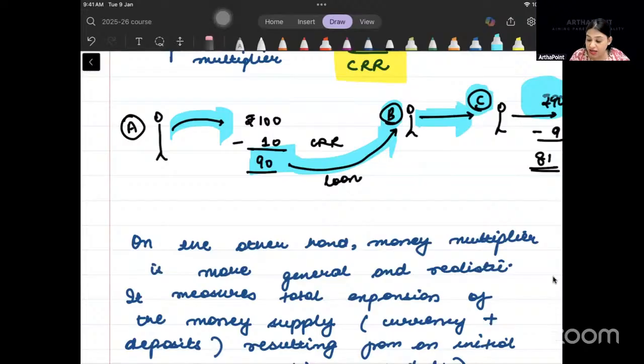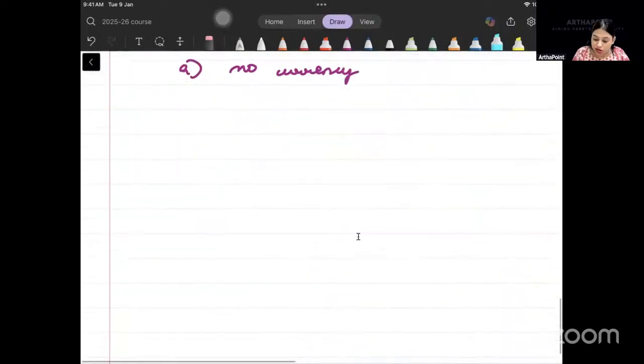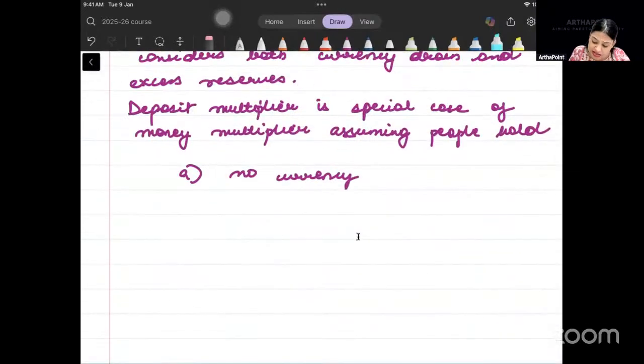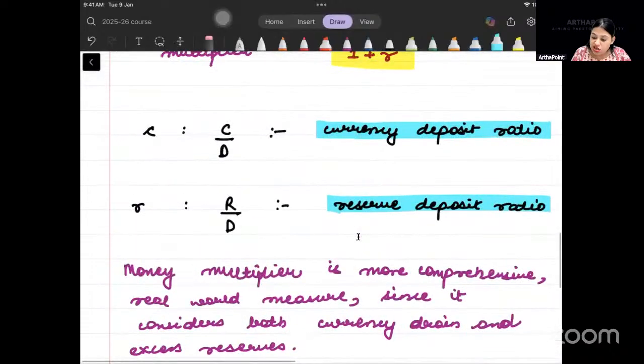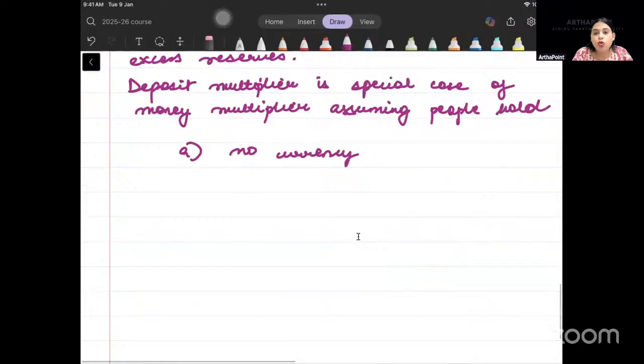C ने ऐसा नहीं किया कि 90 में से 10 रुपए अपने लिए खर्चे के लिए रखता है and 80 डिपॉजिट करता है. We are not assuming anything like that. That he is holding some amount as currency also. That fact is not considered here. But if you go here we are considering that because we are considering currency deposit ratio also. So here we are saying that in money multiplier no currency people hold as cash is assumed, right?